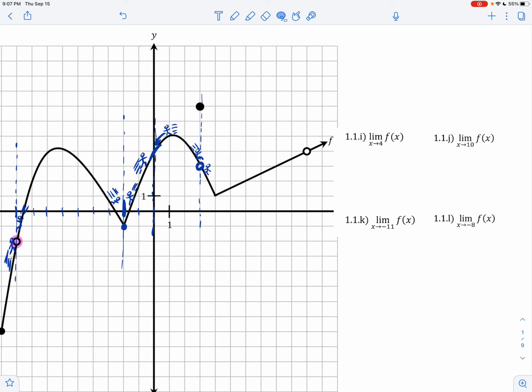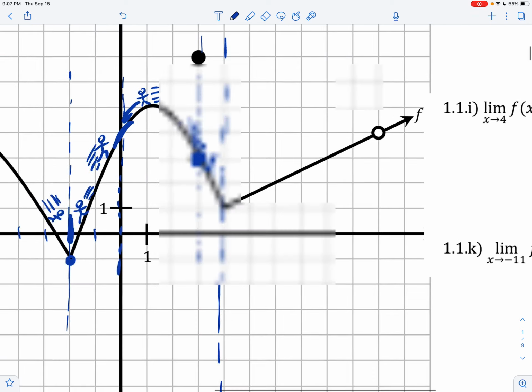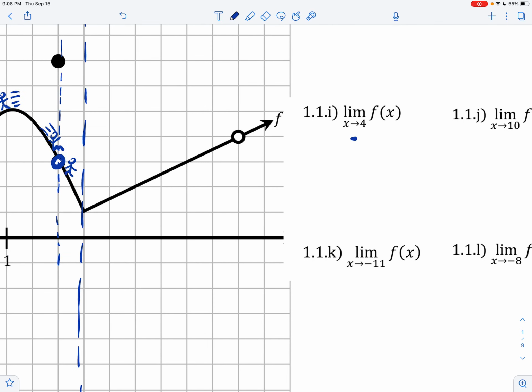First one is as we're approaching 4. So x value of 4 is there. That one we can see doesn't have any holes or anything. We're just following the curve right along. It has a value of 1, so we're just going to stick with it being 1. This one's equal to 1.